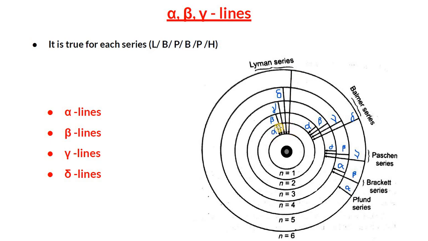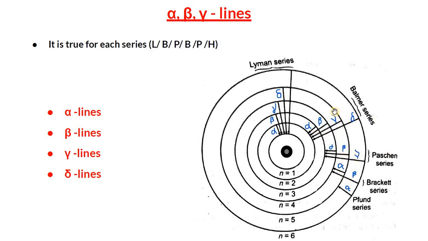If the difference of the transition is 1, that means the electron transits from n equals 2, the second orbit, to the first orbit, then that will be the alpha Lyman line. If the electron comes from n equals 3 to n equals 1, that will be the beta Lyman line. Similarly, 4 to 1 is gamma and 5 to 1 is delta. This is for the Lyman series. Similarly, for the Balmer series, if transition occurs from 3 to 2 you have alpha Balmer, 4 to 2 beta, 5 to 2 gamma, 6 to 2 delta, and so on.